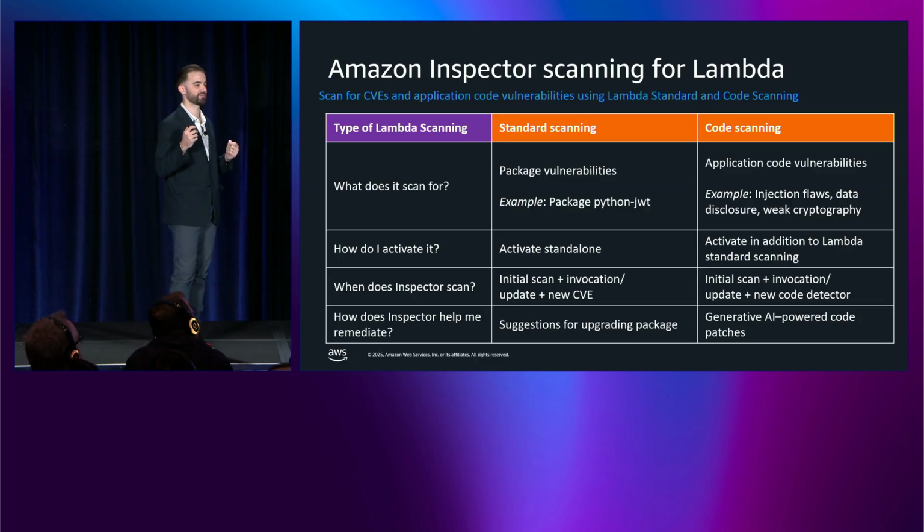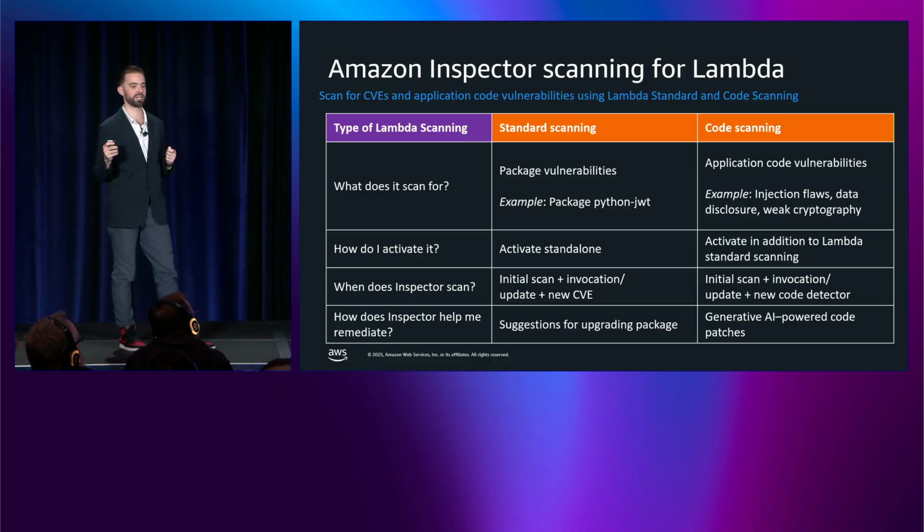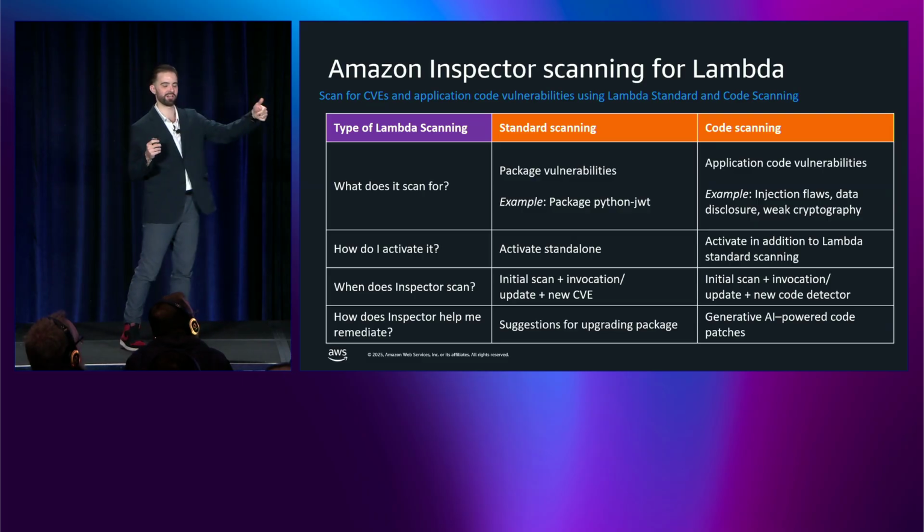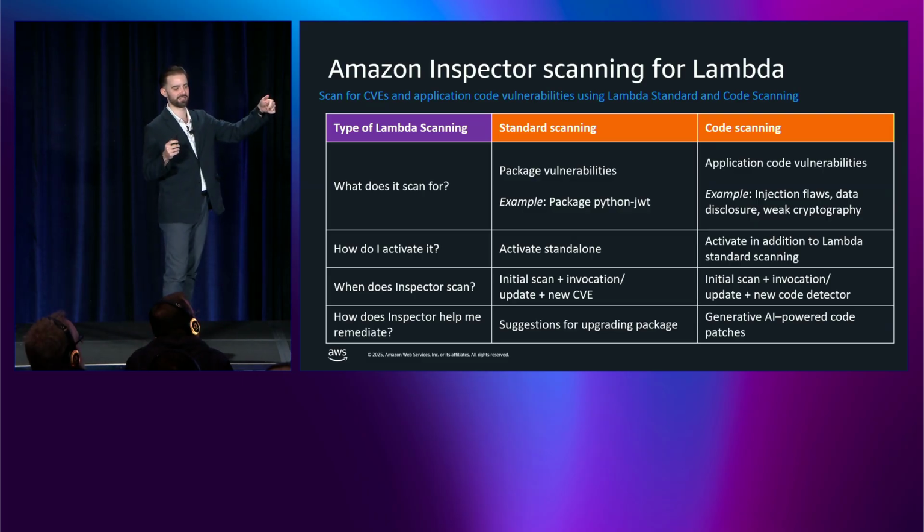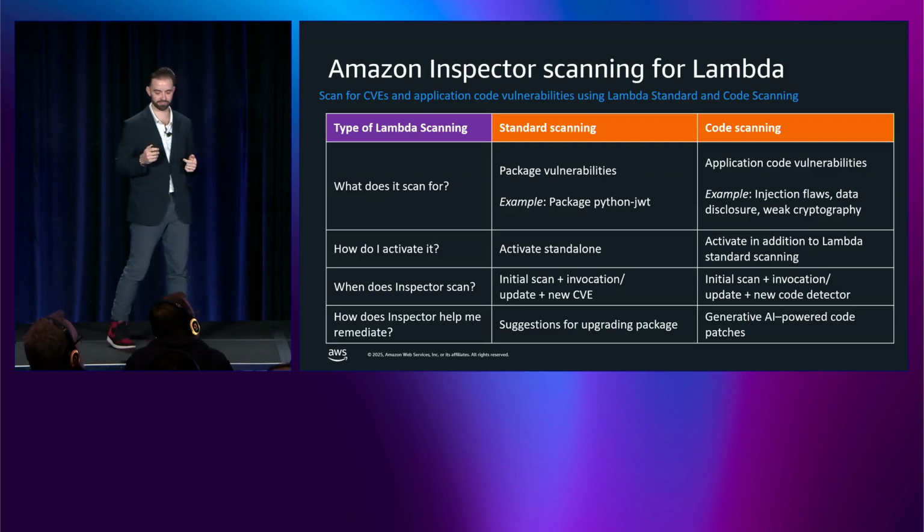From a remediation perspective, for standard scanning package vulnerabilities, we're going to go ahead and tell you what package you should upgrade to. That's pretty standard. But for code scanning, we're actually going to highlight to you what the vulnerable lines of code are, specifically in red, and then we're going to give you basically an AI-generated snippet of how you can adjust that code to make that more secure.